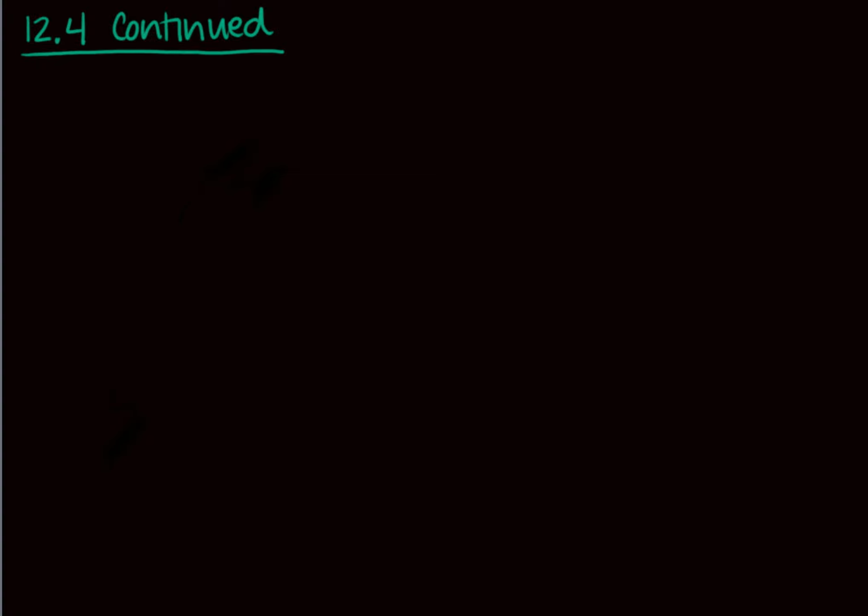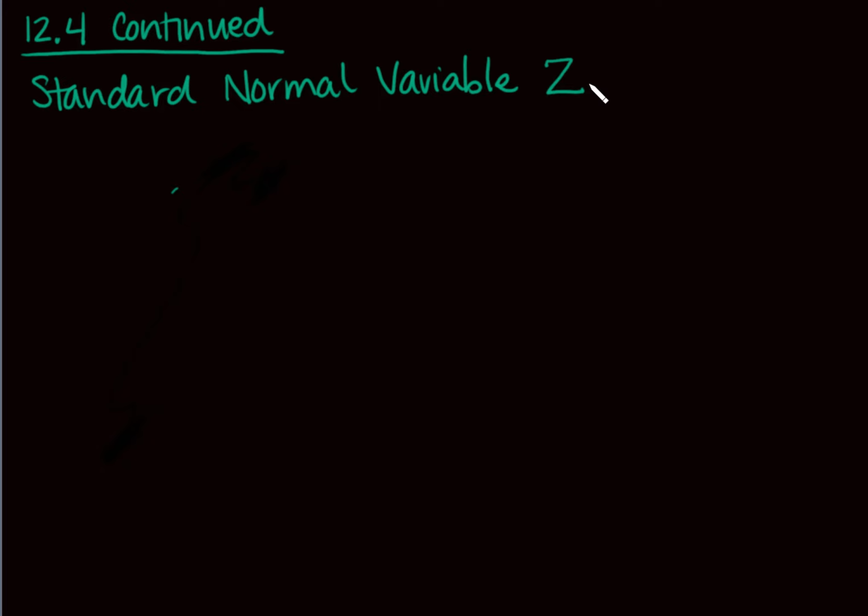All right, so let's finish up this 12.4. So when last I left you, we were talking about this idea of a standard normal variable. So let's refresh ourselves about what we're doing here. The standard normal variable, we still want to think of it as a random variable. We're just going to use a z to really distinguish it from any other random variable that we have.